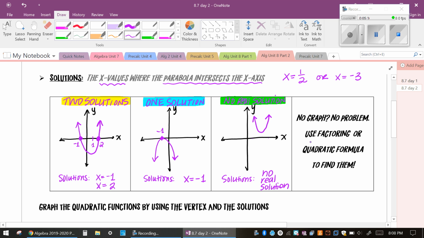Now, from a graph, it's very easy to see what the solutions are, as you can tell here. Just look at where it touches the x-axis. But you don't need a graph to find the solutions. You can use factoring or quadratic formula to find the solutions. Remember to pause the video whenever you need to.